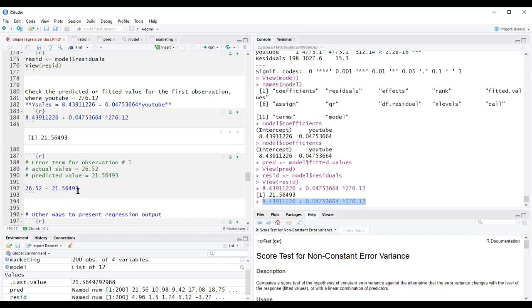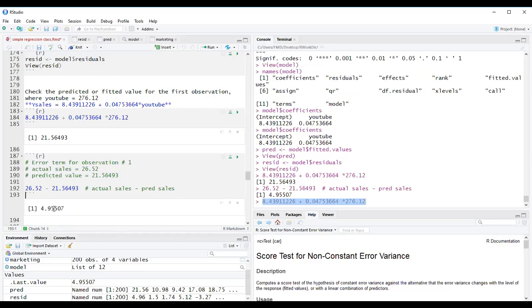So for actual, we put here actual sales minus predicted sales. Okay. So that's how you compute your residuals, guys. We generated a model, so now we compute the predicted value or fitted value of our sales based on the model. And then we also have an actual value. We compare that, then get the difference. Control, Enter. And then you have 4.955.